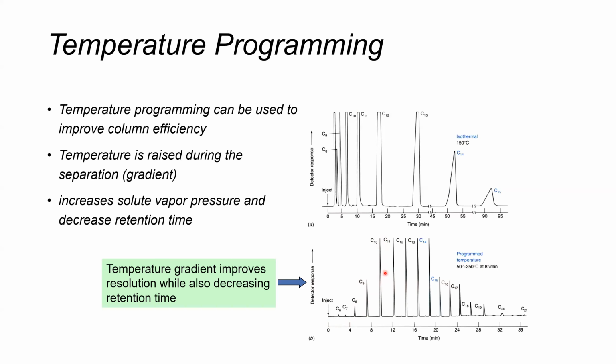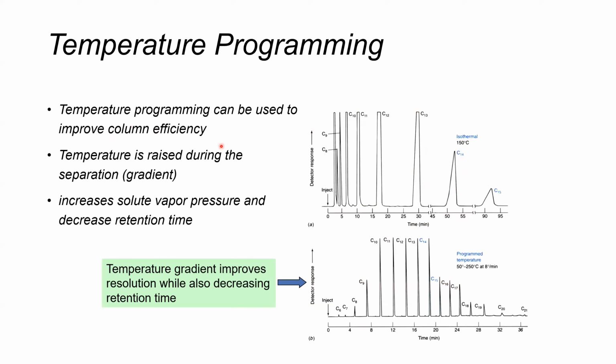And what's being highlighted here is that for an isothermal 150 degrees Celsius, we have this very bad fronting problem with our carbon 14 and carbon 15. It also takes very long for them to come out. In fact, we don't really get anything out beyond carbon 15, even though the sample contains many other hydrocarbons. And this is because of the reduction in volatility of those hydrocarbons. And so this is a poor choice for the separation of this system.